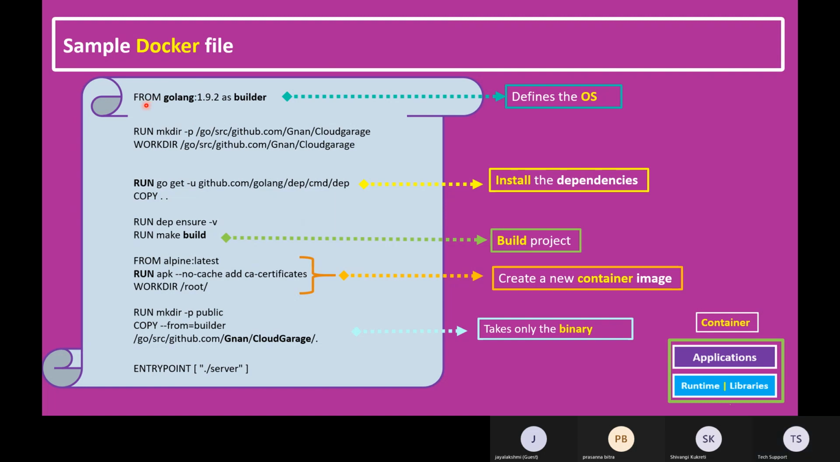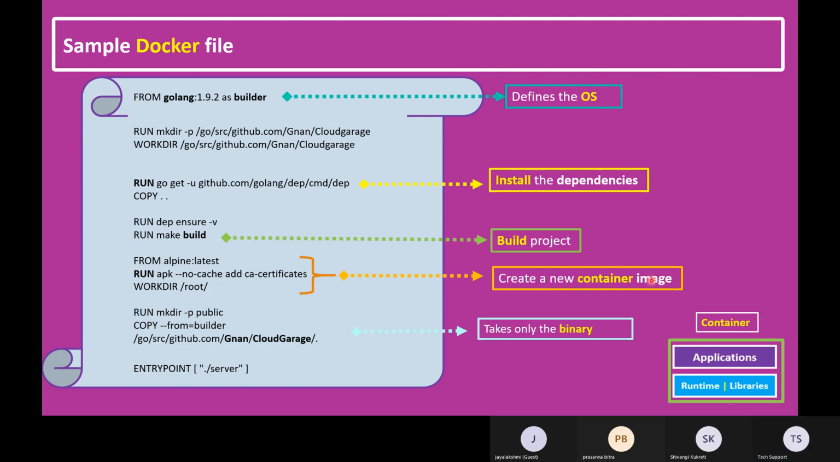Suppose the first line refers to Go language 1.9.2 as a builder. It defines which operating system or which application we are going to install, and run the make directory. Make directory means create a directory, one folder, and we are creating one folder in GitHub. Once we create a folder in GitHub, on top of that we are going to run our dependencies. So install the dependencies. This is the code to install the dependencies. And then we have to build that project. And then we can create a container image.